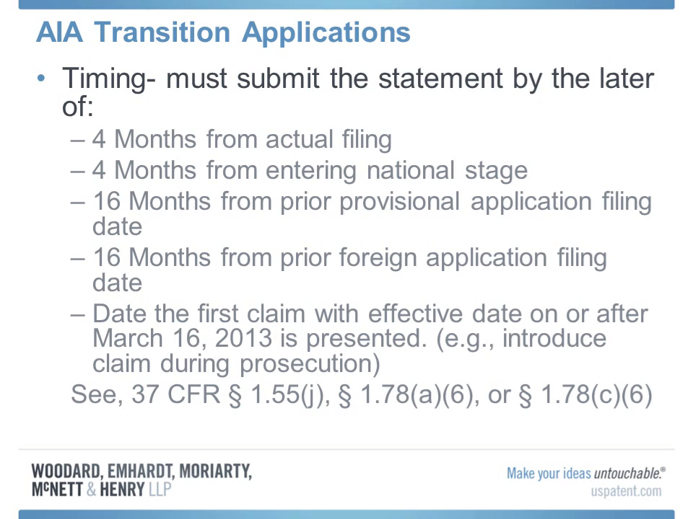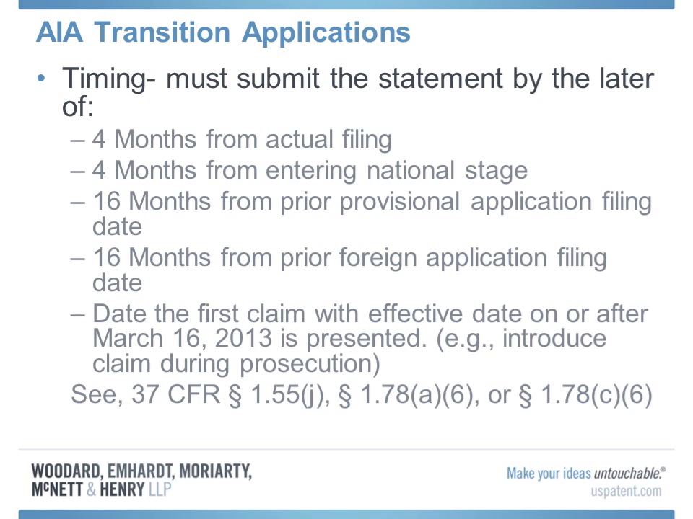Again, the timing of the statement is 4 months from the filing date, or 4 months from the international stage, or 16 months from the foreign priority application. We're going to default to 4 months from the filing date. Or if you later submit new claims, like an amendment, you have to make the statement then, when you're submitting new claims.